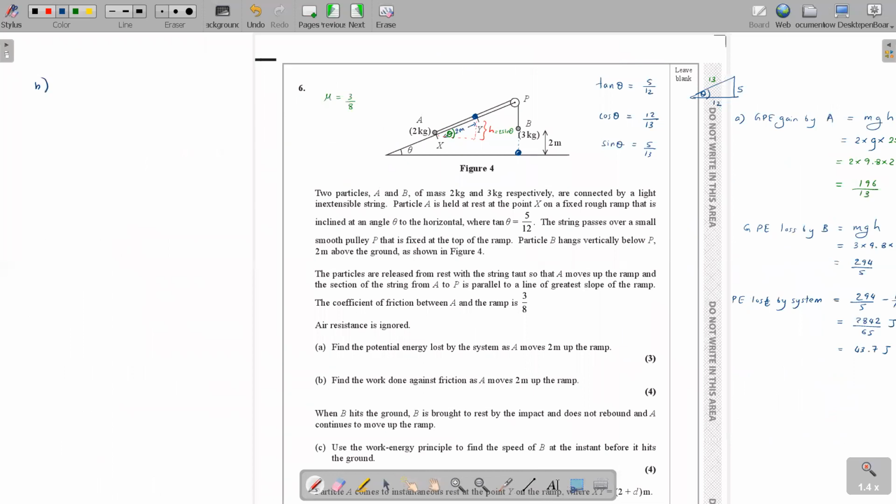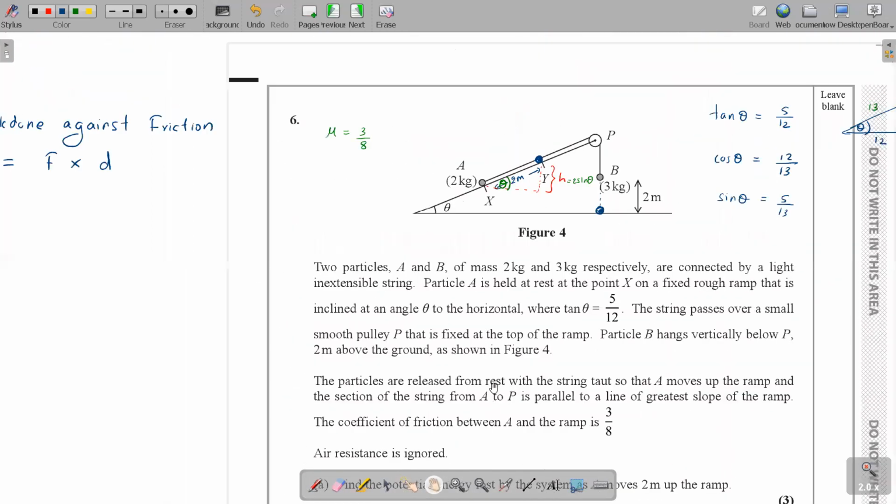Part B. Find the work done against friction as A moves 2 meters up the ramp. So work done against friction is what? What's the rule? Work done against friction equals friction into distance, right? Work done is force into distance. So here the force is friction and the distance you move should be D. I just marked it as D.